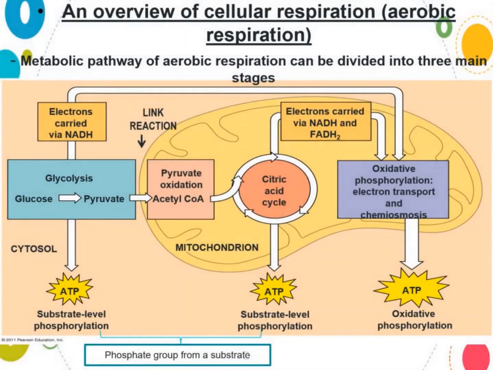Let me do a small recap about the previous lesson before you learn about this week's lesson. In the previous lesson, you learned about the basic principles of cellular respiration and also the structure and function of ATP. So this is the overview of cellular respiration. There are 3 stages in cellular respiration: glycolysis, citric acid cycle or Krebs cycle, and oxidative phosphorylation.